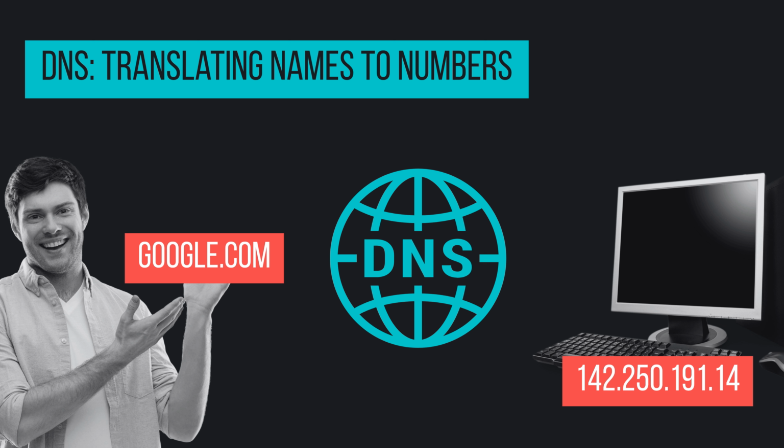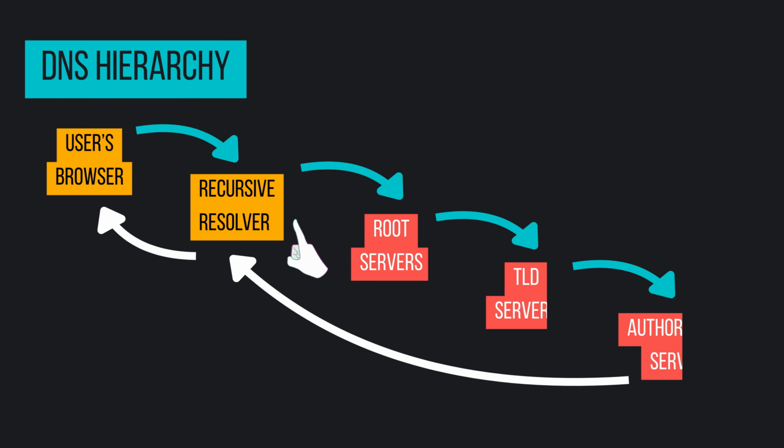It's a distributed hierarchical system that ensures no single point of failure while handling billions of name resolution requests every day. Let's walk through the DNS hierarchy. At your local level, you have a recursive resolver. Think of this as your personal assistant who helps you find information. This is typically provided by your internet service provider or a service like Google DNS or Cloudflare. The recursive resolver maintains a cache of recent lookups to speed up repeated requests.